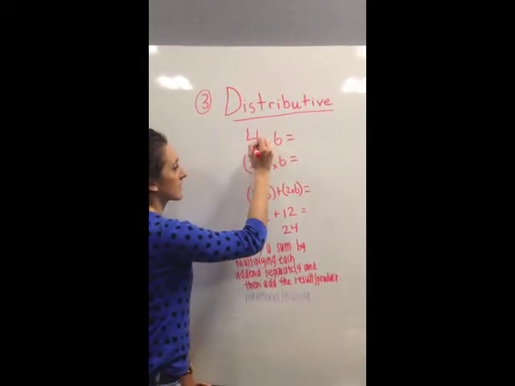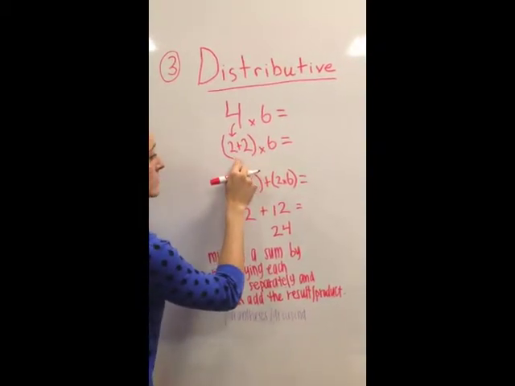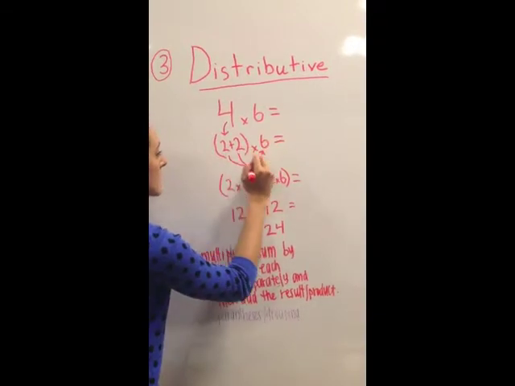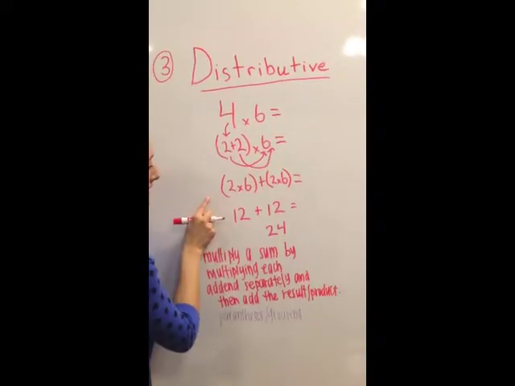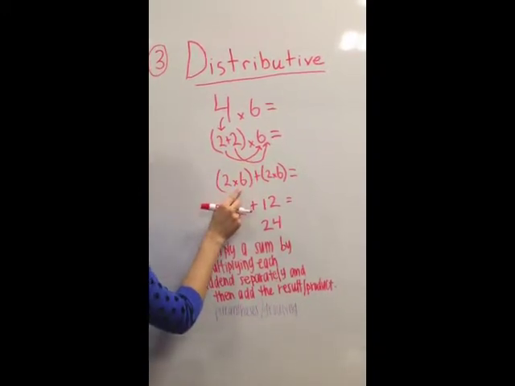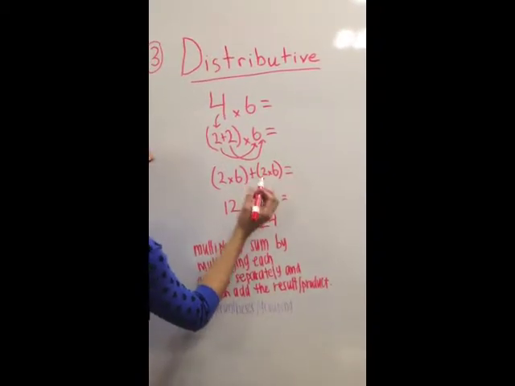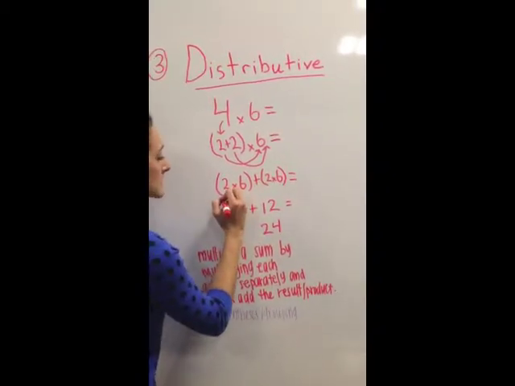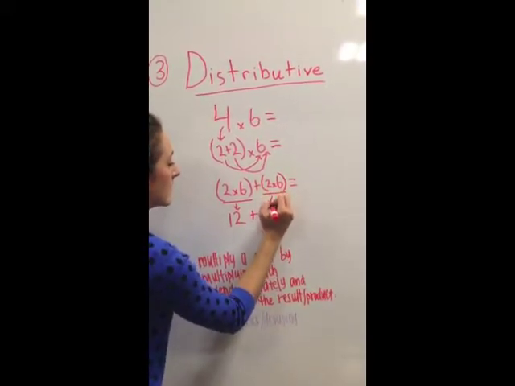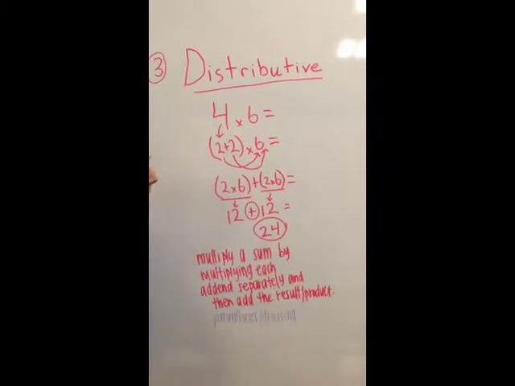We'll break the 4 into 2 plus 2. Then we're going to distribute the 2 into the 6, so we'll do 2 times 6 and 2 times 6. In our next line, we'll use our parentheses to have our 2 times 6 plus our 2 times our other 6. We do what's in parentheses first, so 6 times 2 equals 12. 6 times 2 equals 12. Then we're going to add this, and we still get the same answer of 24.